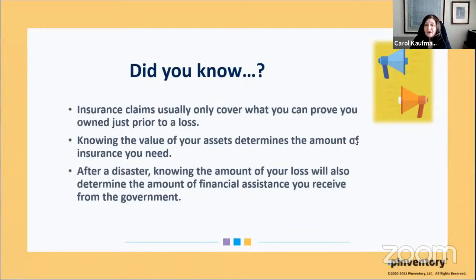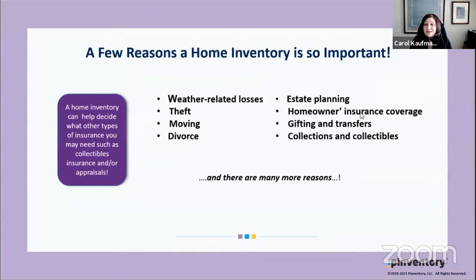Insurance claims only cover what you can prove you owned just prior to a loss. So knowing the value of your assets also determines the amount of insurance that you need. And remember the number that I said, 67% of people are underinsured. After a disaster, knowing the amount of your loss will also determine the amount of financial assistance you receive from the government. These are just a few reasons a home inventory is so important.